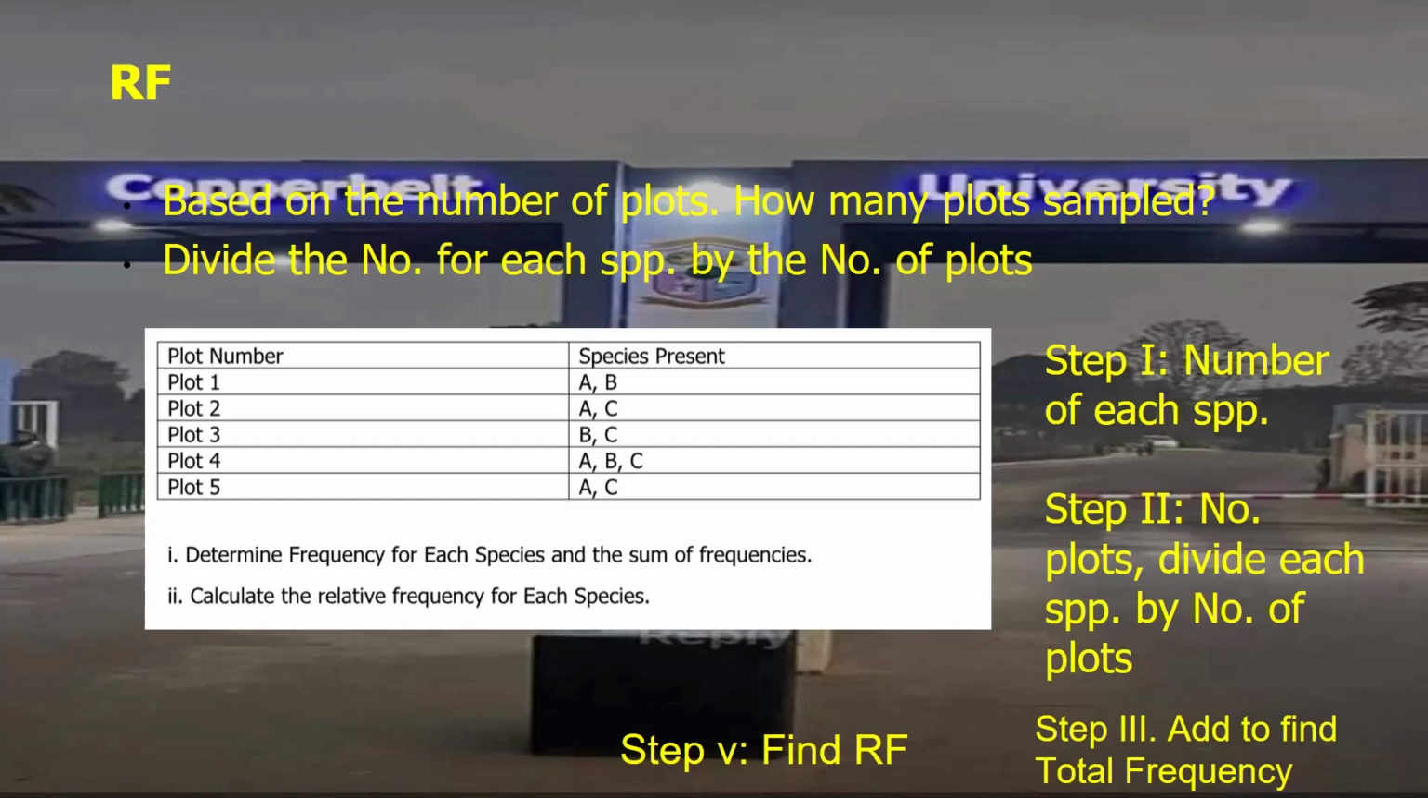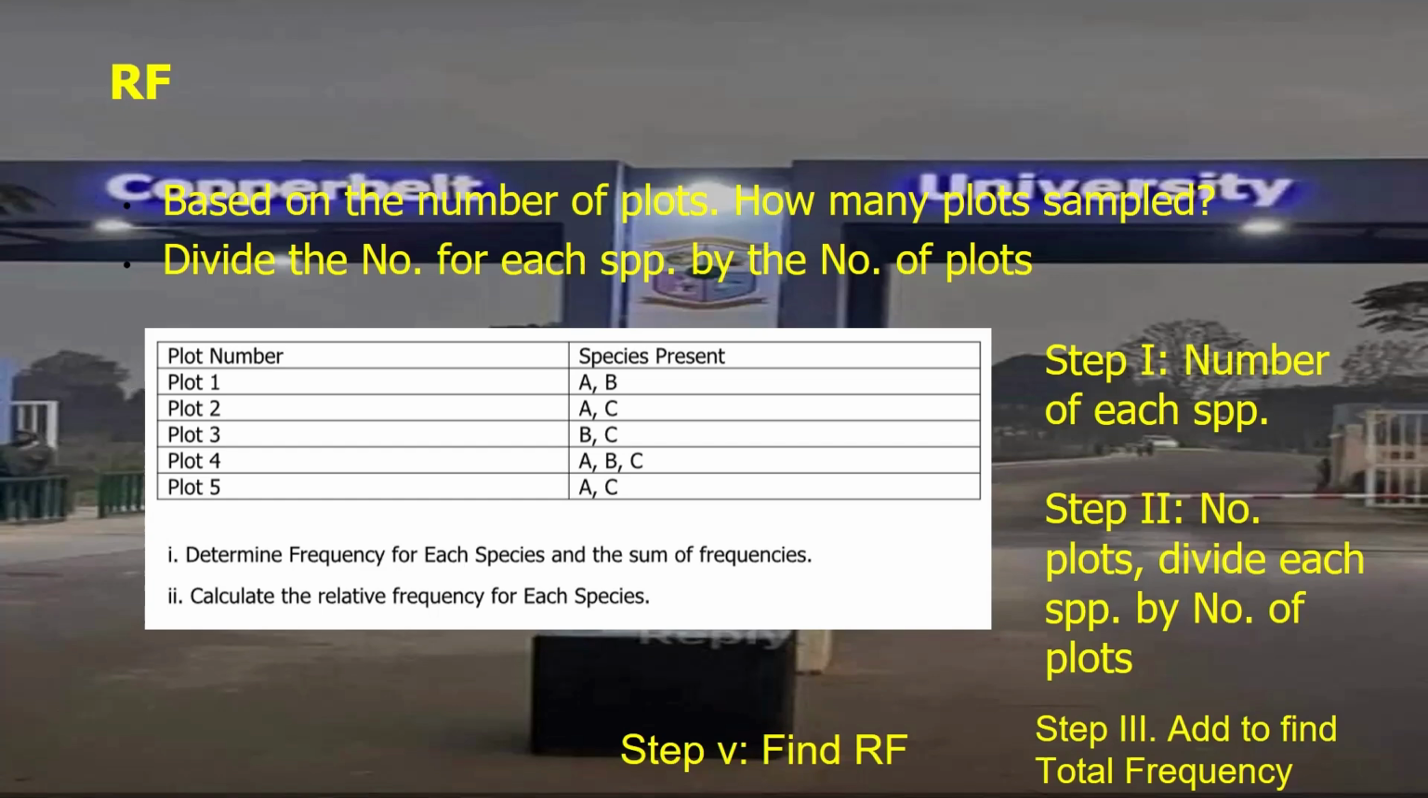For species C, in plot number 1, we have no species C. In plot number 2, we have 1. In plot number 3, we have 1. In plot number 4, we have 1. In plot number 5, we have 1. How many species C do we have across all the 5 plots? We have 4.